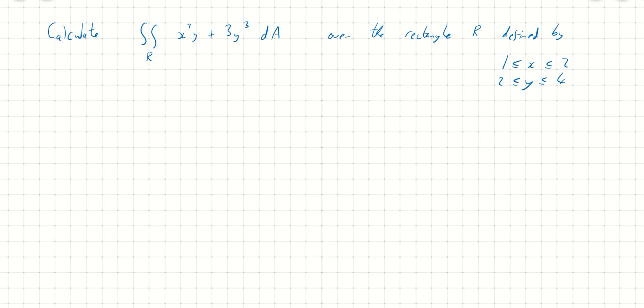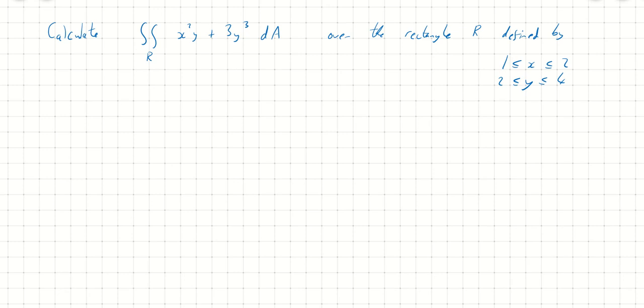Now, if you look at the limits of this rectangle, these limits are constant. X is just between 1 and 2. Y is just between 2 and 4. The limits for x don't depend on y. The limits for y don't depend on x. So actually, this integral can be done in either order.